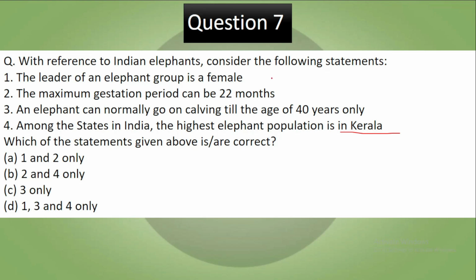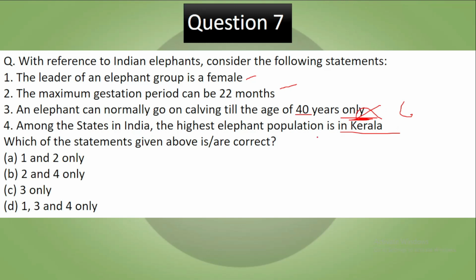So your correct answer to this is yes, female. The oldest female is the leader, and maximum gestation period is of 22 months. But here, this is an extreme statement, and they can normally go up to 60 years if they want to for this period. So you can eliminate this statement. This was incorrect.